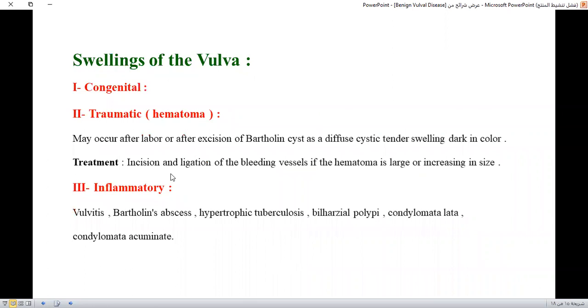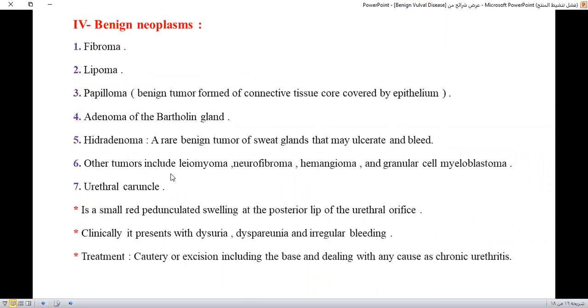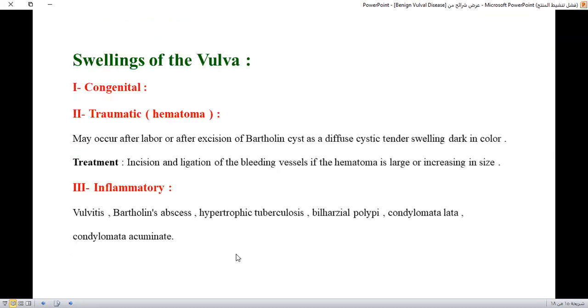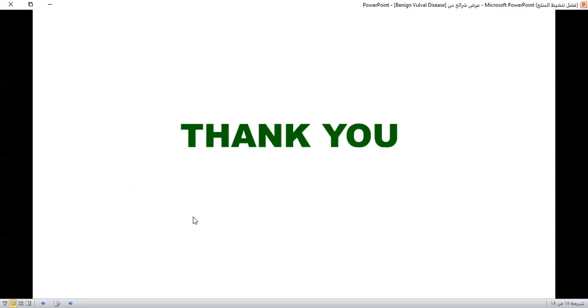Swelling of the vulva may be congenital, traumatic, inflammatory, benign neoplasm and malignant neoplasm. Benign neoplasm واحد من عندهم اللي عندنا urethral caruncle اللي هو small red pedunculated swelling posterior lip of urethra, dysuria, dyspareunia, excision. This is the best treatment. And vulval hematoma may occur after labor or after excision of Bartholin cyst, and incision and ligation of the bleeding vessel if the hematoma is large. And the third one is Bartholinitis. Thank you very much.